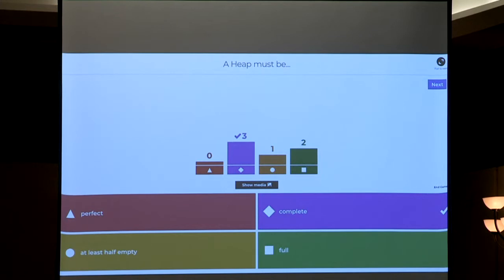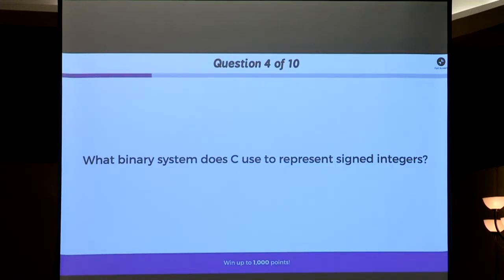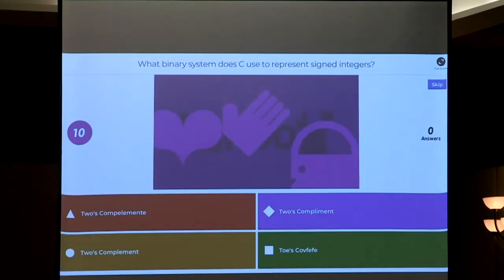So the complete property is its structural property of a heap. What's the other property of a heap? There's two main properties to a heap. What was that? Yeah, and that's called its ordering property. So a heap has a structural property and an ordering property, and it being complete is its structural property. What binary system does C use to represent signed integers?